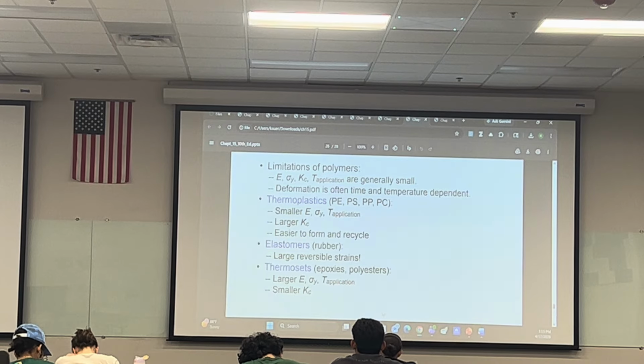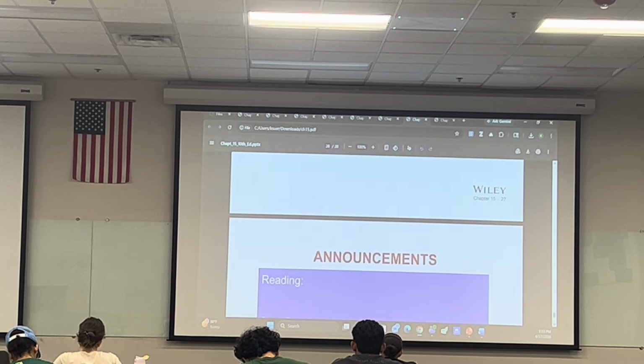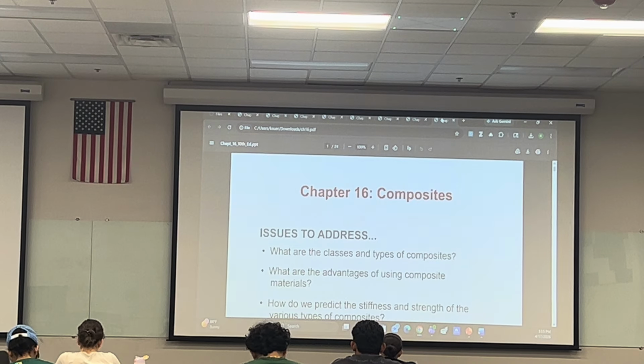So yeah, this chapter was mostly introducing different properties and technology about the polymers, not a lot of formulas. So we're gonna go to the next chapter, which is composites.